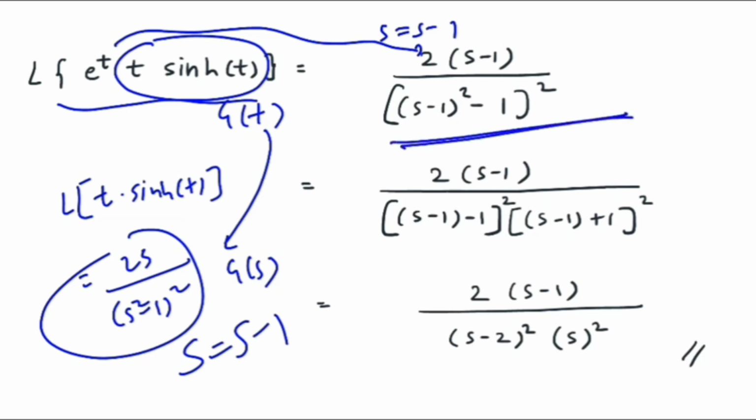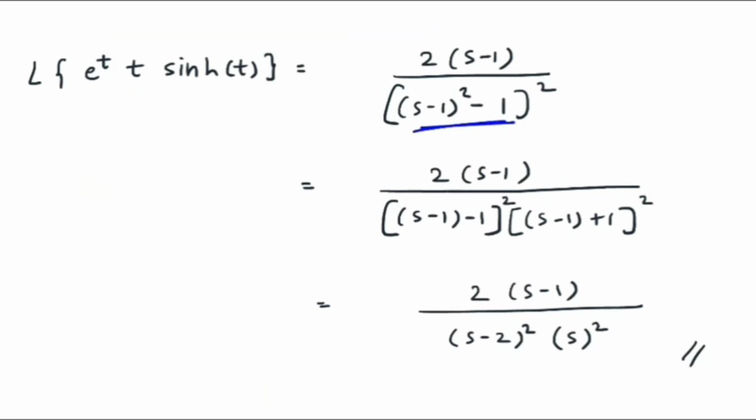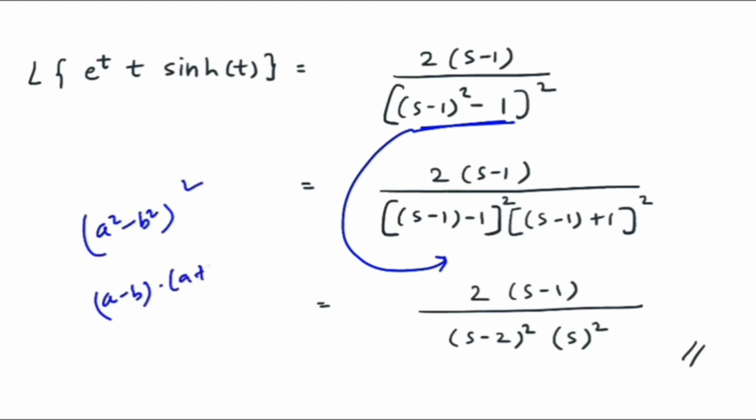So basically here the position of s would be shifted to s minus 1 and that is the reason you are getting this step. Make a note, this is a square minus b square the whole square format. So a square minus b square, I will write it here. Whenever you have a square minus b square the whole square format, then it can be written as (a minus b) into (a plus b) the whole square, right? And it would be (a minus b) the whole square into (a plus b) the whole square, which is this part, which can be simplified further.